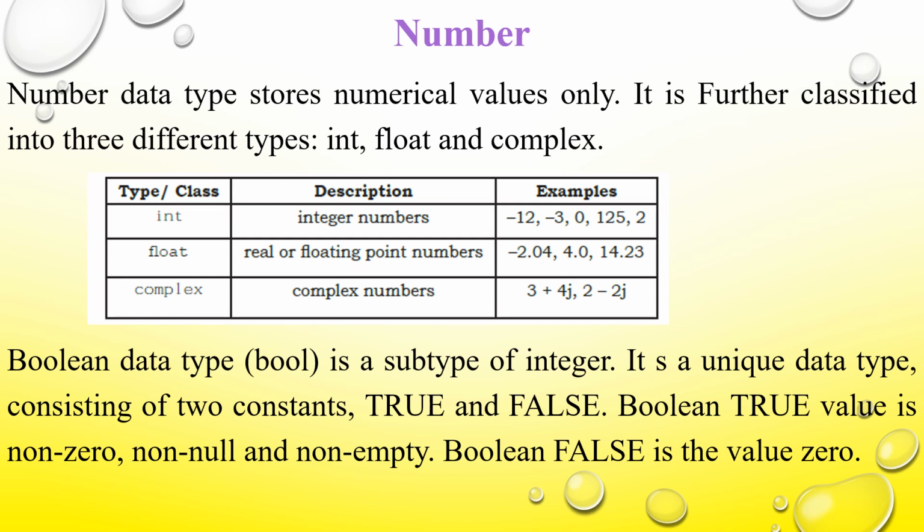First one, number data type. A number data type stores numerical values only. It can be used for the purpose of storing only the numerical values. It is further classified into three different types: int, float, complex. Int is used for the purpose of storing integer numbers, that means numbers without the fractions or decimal point.